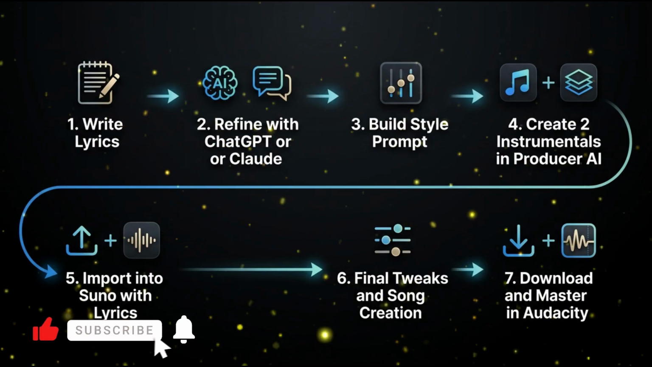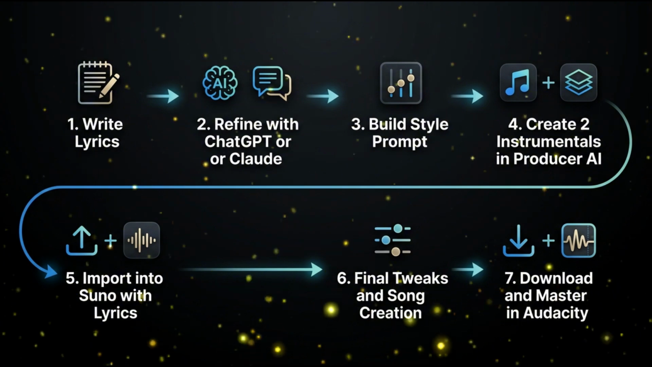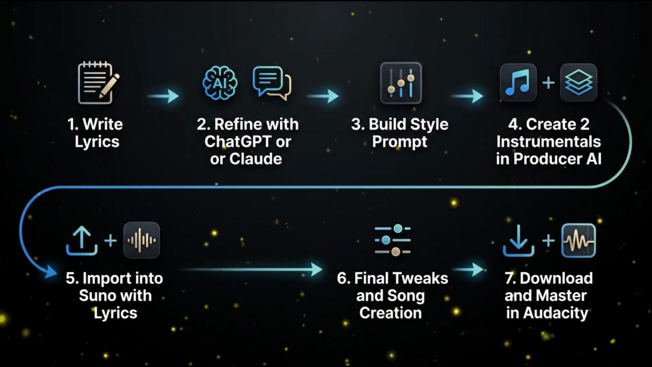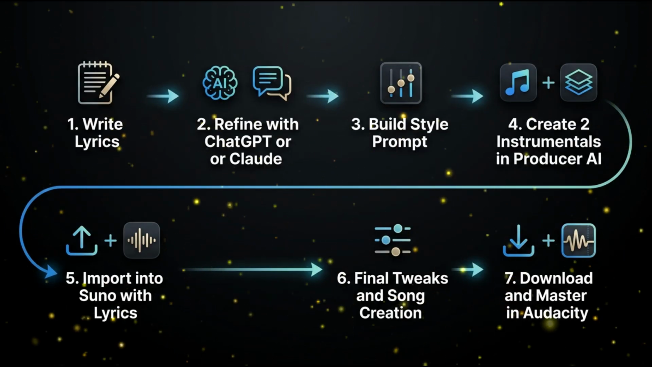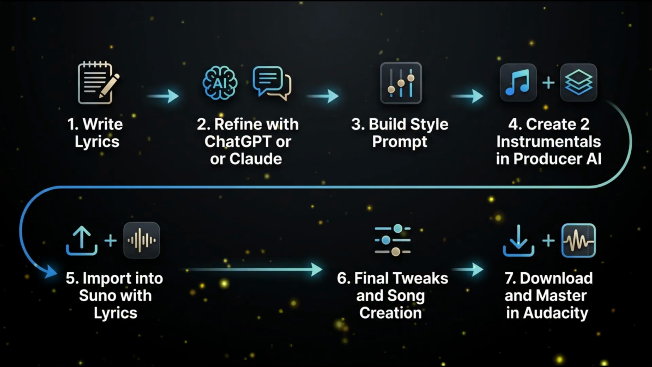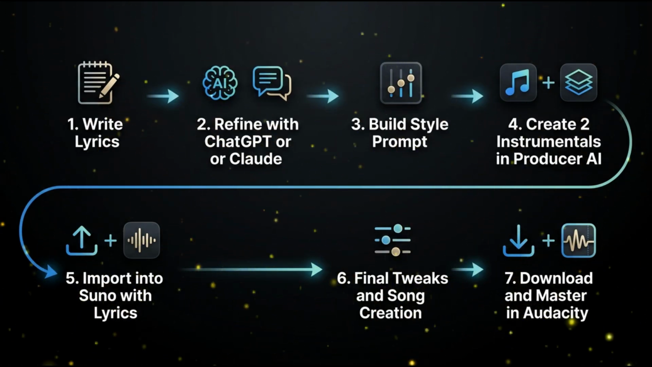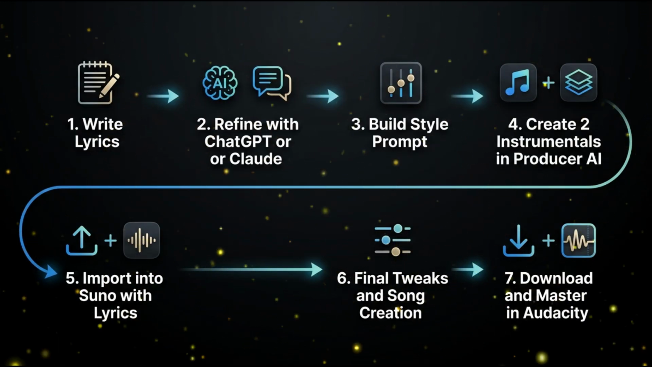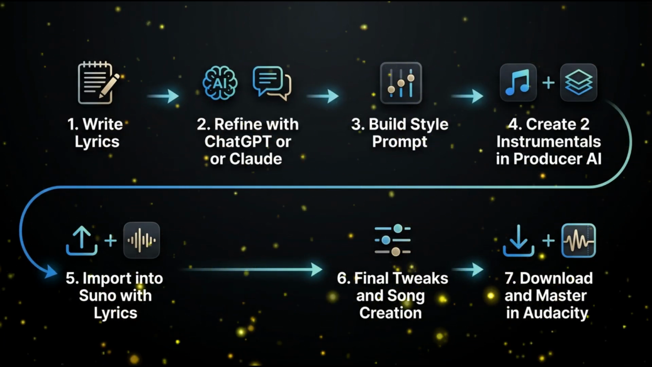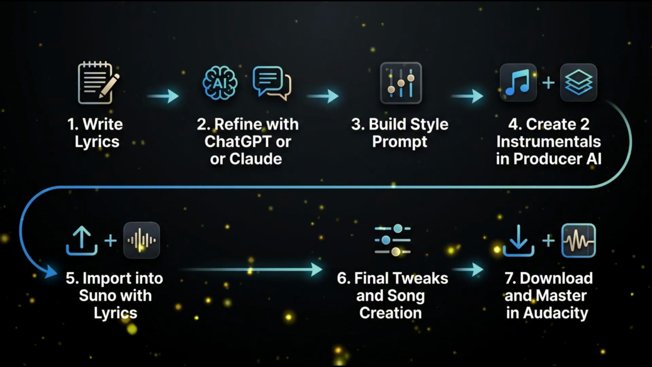Here's the full process. First, we write the lyrics. Second, we use an LLM like ChatGPT, Claude, Gemini, Grok, whatever you like to streamline the flow, arrange the song structure, and tighten anything that feels clunky. Third, we talk through the music style, instruments, effects, and vocals. Fourth, we use that style prompt to create 2 instrumental tracks in Producer AI.